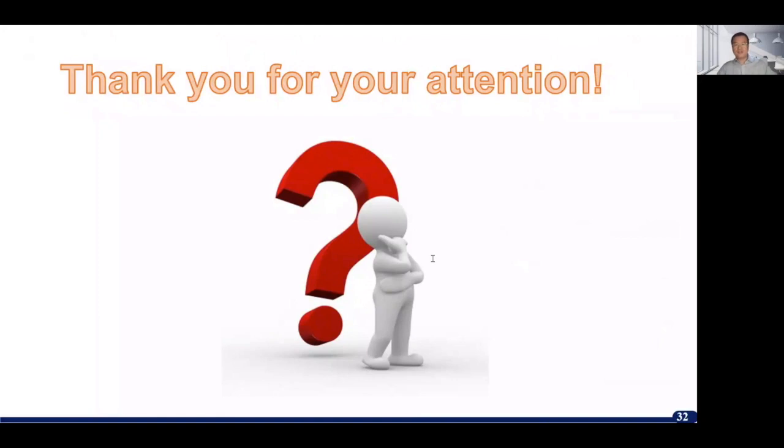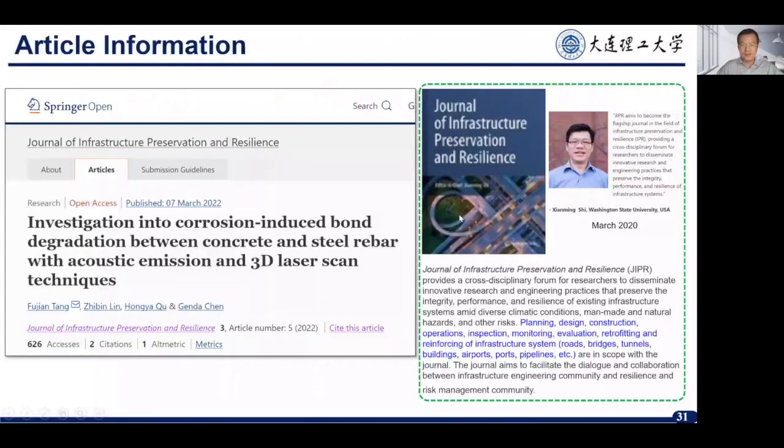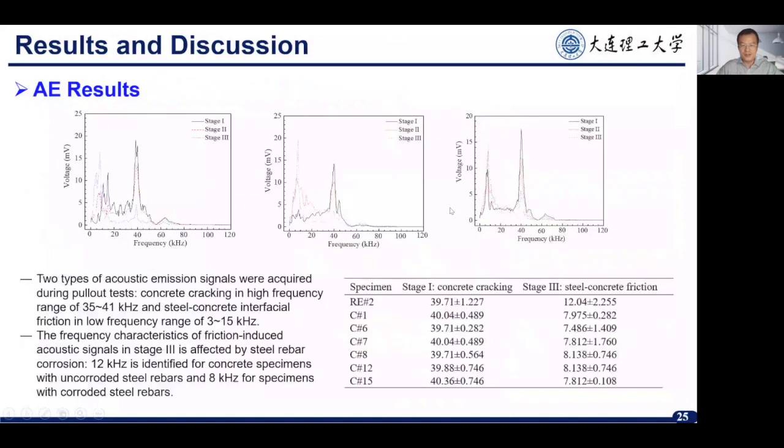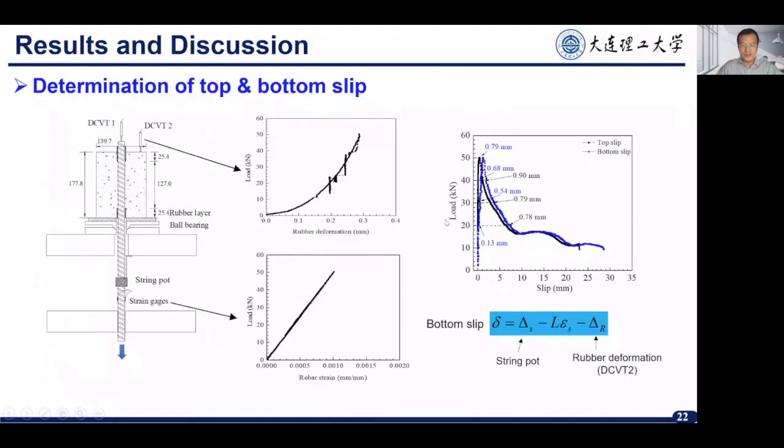Oh, the strain gauge. Actually, during the pull-out test, we attached 2 strain gauges on the steel rebar, and I think the strain gauge is used to calculate the bottom slip. Let's go back to here. As I mentioned, we recorded the top slip and also the bottom slip. Actually, the bottom slip is the steel rebar deformation.